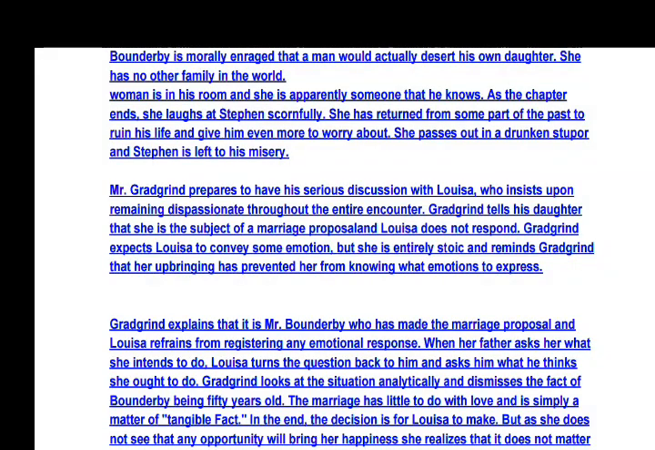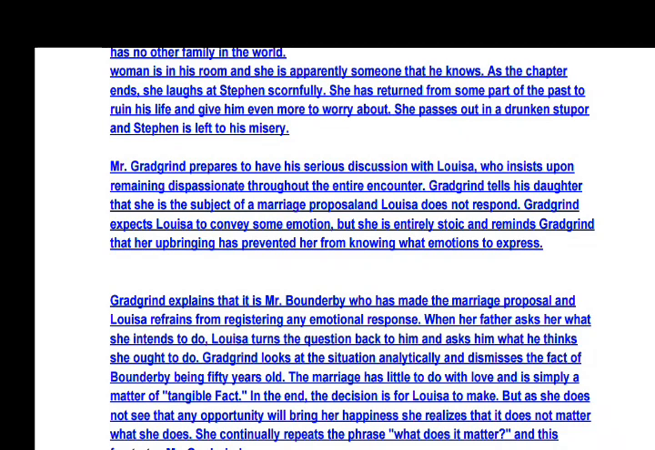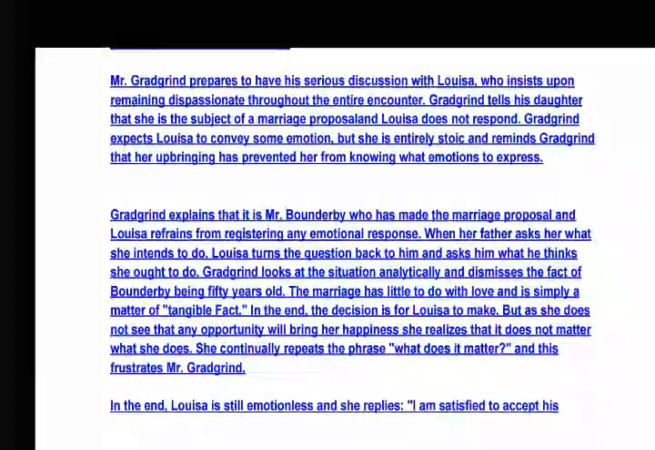Mr. Gradgrind prepares to have his serious discussion with Louisa, who insists upon remaining dispassionate throughout the entire encounter. Gradgrind tells his daughter that she is the subject of a marriage proposal and Louisa does not respond. Gradgrind expects Louisa to convey some emotion, but she is entirely stoic and reminds Gradgrind that her upbringing has prevented her from knowing what emotions to express.